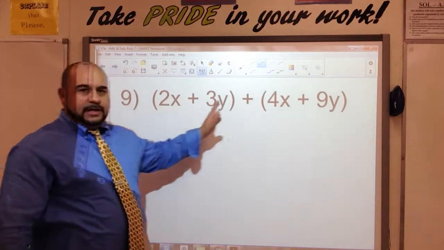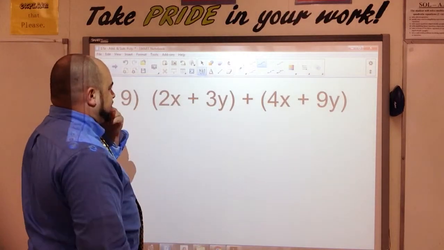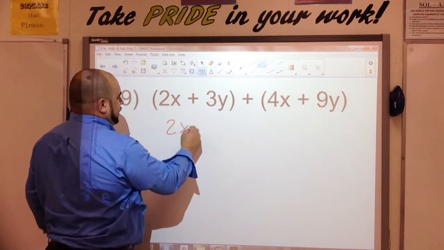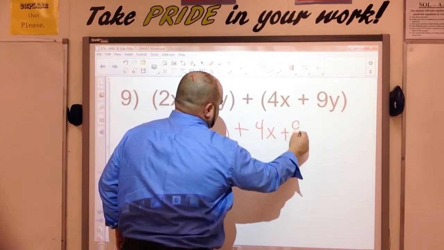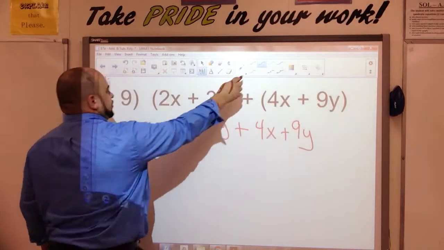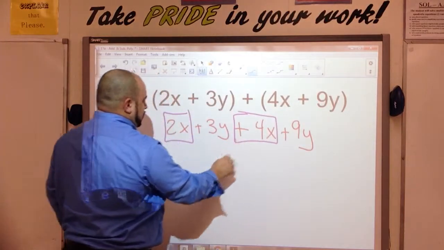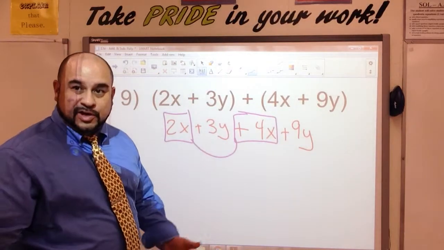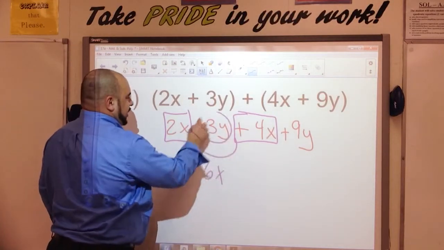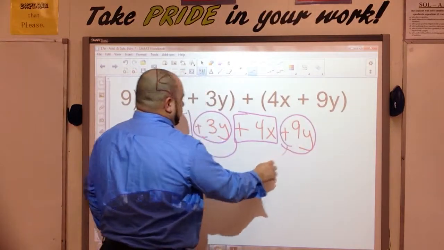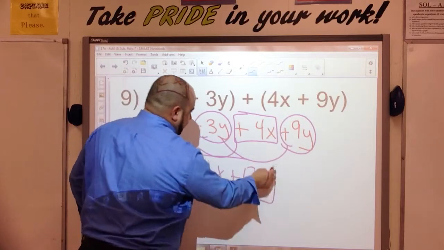Number 9. All it is is written differently. They put parentheses around it, but they're not distributing anything. So you can rewrite this without the parentheses. And what I tell my students is to circle or combine like terms. What goes together? 2x plus 4x is 6x. Now I have 3y plus 9y is 12y. That is your final answer.